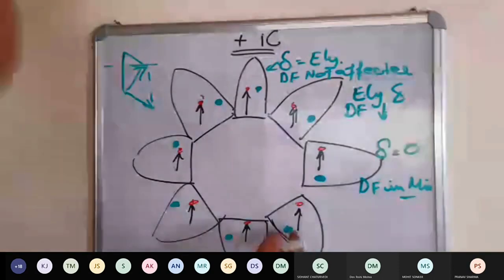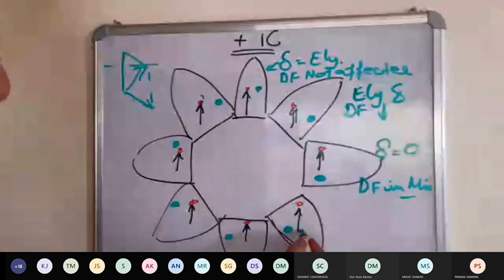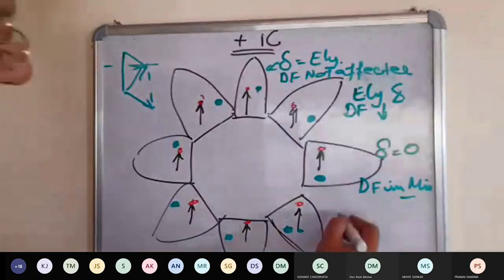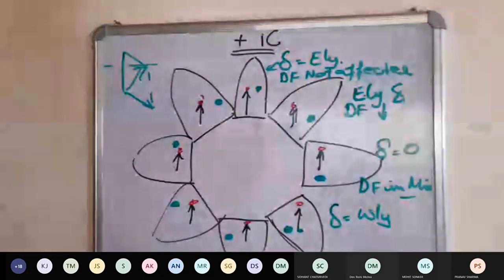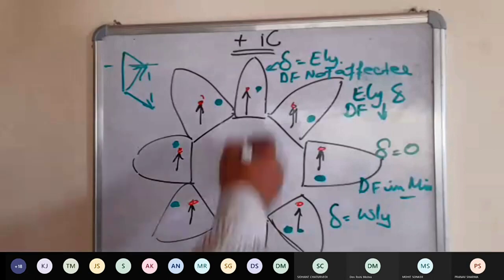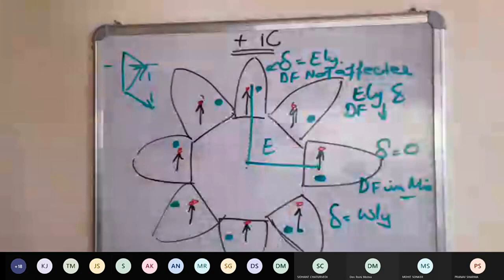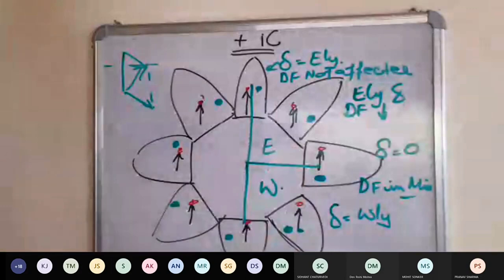Similarly, as we can see, when we are going here, now what will happen? This end is going to push this end. So this will become what? Deviation is going to be westerly. Correct or not? Yes, sir. So what we have seen from here to here, it was easterly deviation. Then when we are going in this direction, this is going to be westerly.